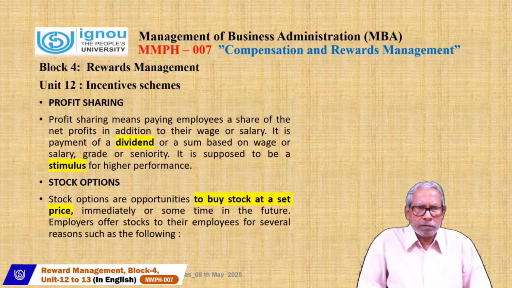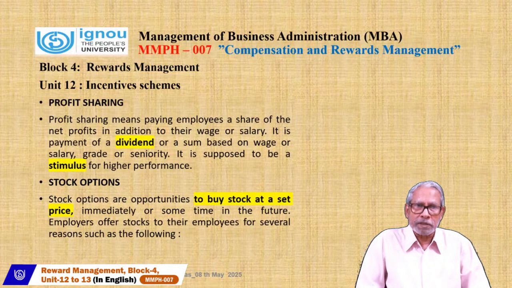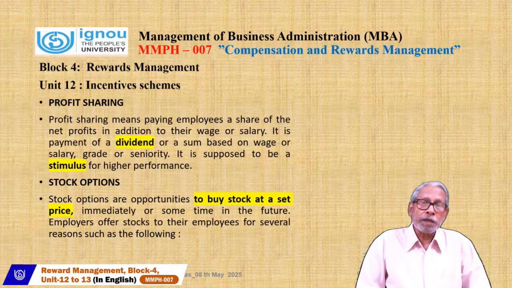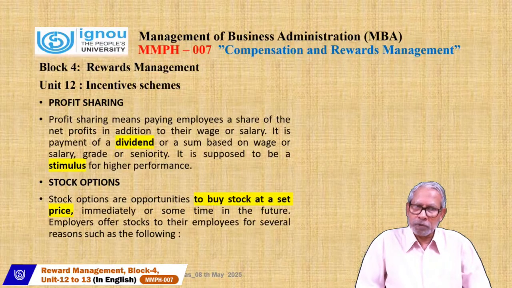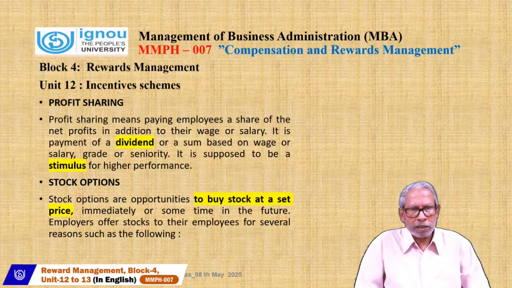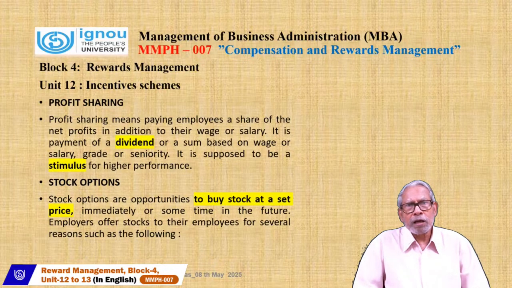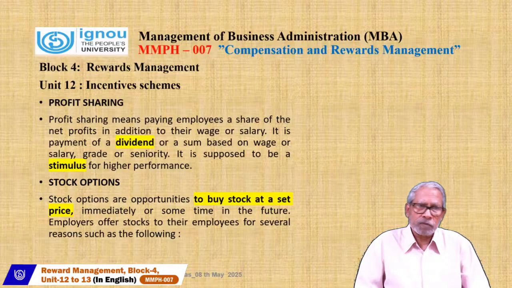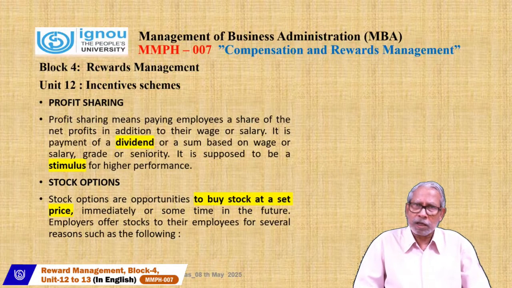So it is supposed to be a stimulus for higher performance, because when the employees are working in such a company, and you want to motivate them and get higher performance, then definitely you have to give them something out of the profit earnings, shared as a dividend or as a bonus or as ex gratia. Whichever way, you have to give some money, based on the salary and the grade. It is some sort of stimulus for high performance.